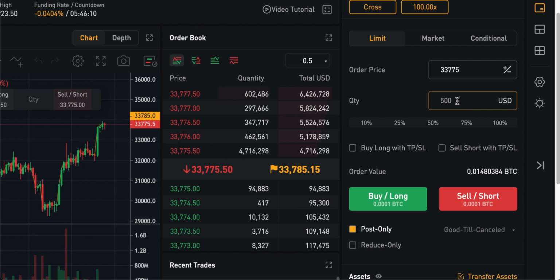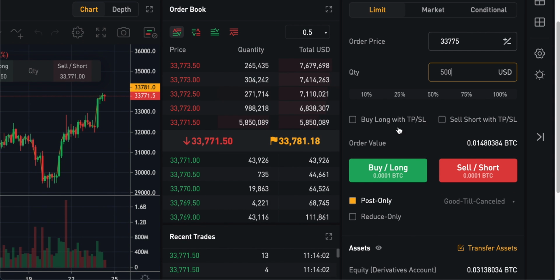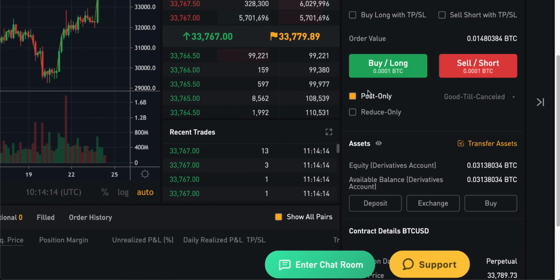And let's say we want to make 10% profit. We know we're going to be making $50 on that trade. Of course, if it goes down 10%, we'll be losing $50. What's great about futures though, is that you can actually input a buy long with what's called a TPSL, or a take profit and a stop loss. Before we get into that though, you're going to come down here and use post only.